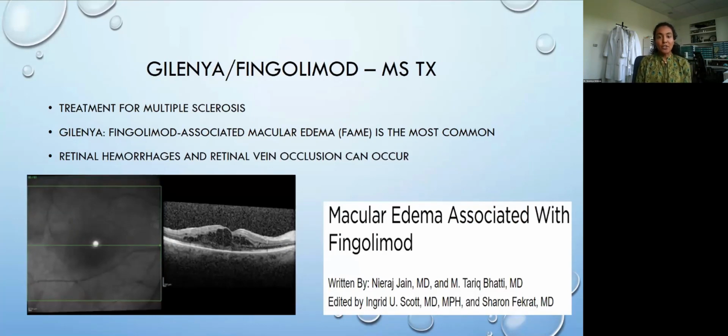This one's important. So Gilenya, or fingolimod, is used for treatment of multiple sclerosis. And this particular medication causes fingolimod-associated macular edema, so FAME. So as you can see, intraretinal edema in a patient who is on this medication for multiple sclerosis. Retinal hemorrhages and retinal vein occlusions can also occur. So this is the paper if you're interested in reading about it.